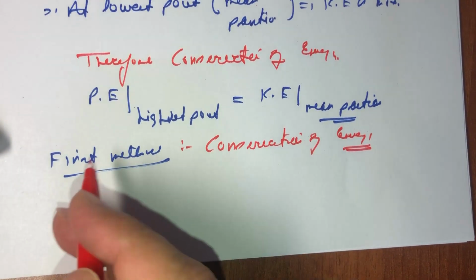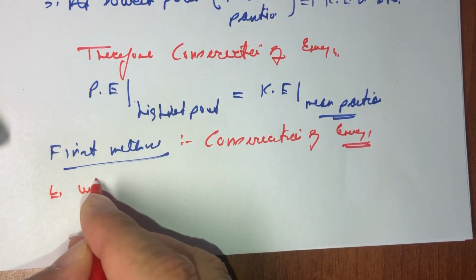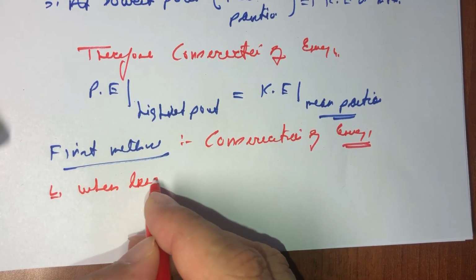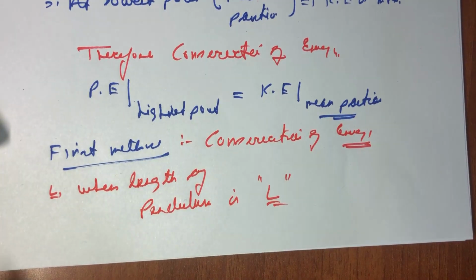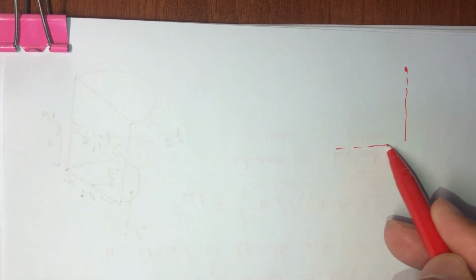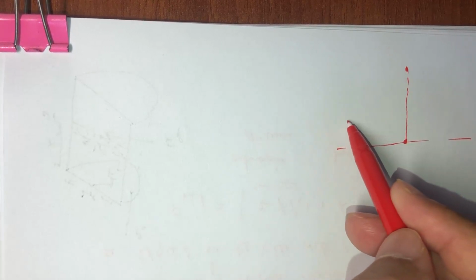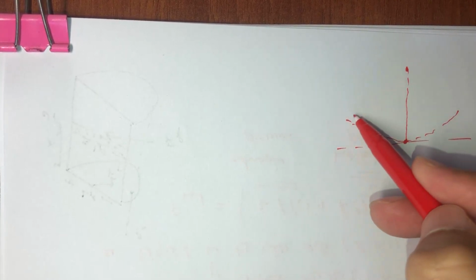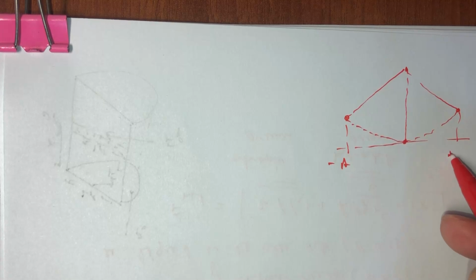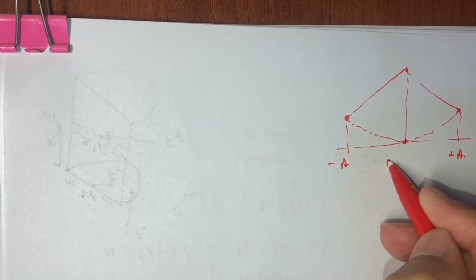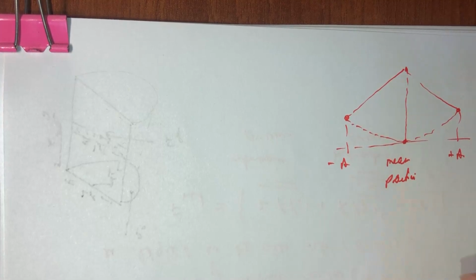So let us say when the length of the pendulum is L. In this case, we can draw the figure where the length is L. So this is the mean position of the pendulum, and it goes from one extreme to the other extreme in this way, and this will be our minus A, and this will be plus A, and here we have the mean position. And the length in this case is L.